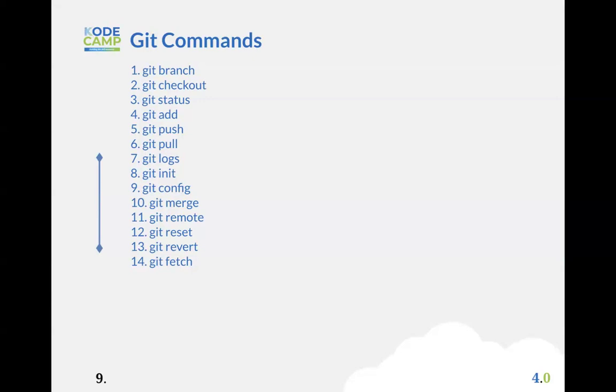Git init is used to initialize a repository on your local machine. So you can have various directories, various folders on your machine. But in order for Git to be able to see a particular directory as a repository, and to manage the files in that directory as source code, you need to initialize that repository with the git init command, right?